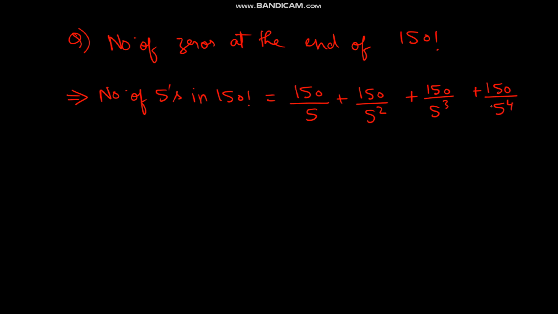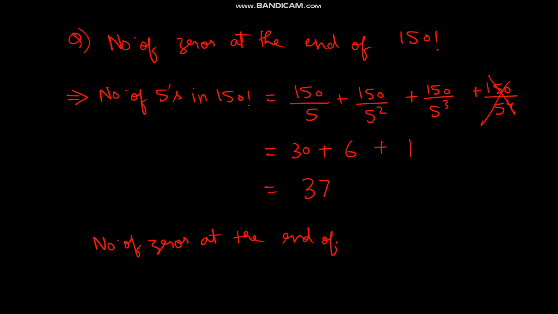Okay, so this 5 to the power 4 will be greater than 150, so it will be discarded. Now we calculate. This is 30, this will be 6, and this will be 1. Now if we add these three numbers, 30, 6 and 1, we get 37. So the number of zeros at the end of 150 factorial will be 37.